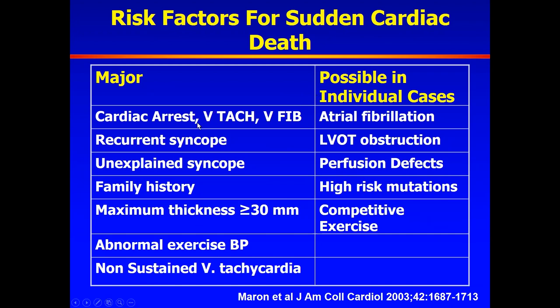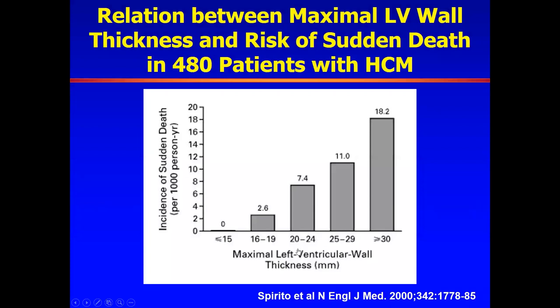Obviously, the highest risk is someone who had one of these events, recurrent unexplained syncope, a positive family history in first degree relatives, maximum thickness, abnormal blood pressure response to exercise thought to reflect autonomic dysfunction, and non-sustained ventricular tachycardia on Holter. Other variables are shown here. These do not necessarily have equal weight when you think about sudden cardiac death and recommendations.